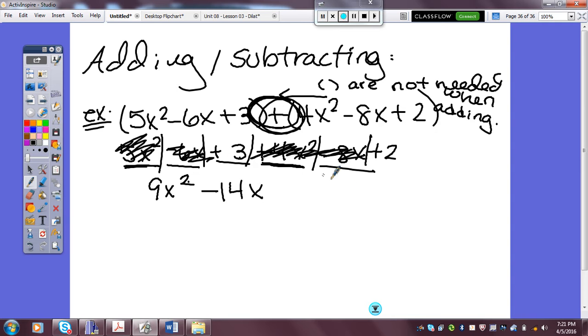So now I'm left with 3 and 2. 3 and 2 make 5. I know I'm done because I can't add x squared with x, and I can't add x squared or x with 5, so I'm done. Okay. Let's look at another one.